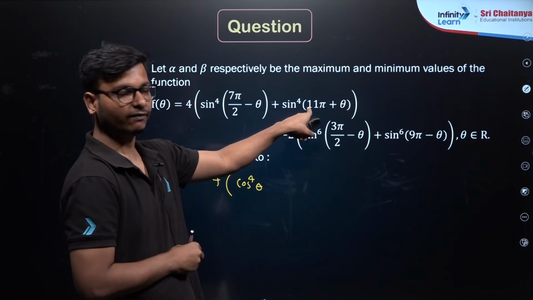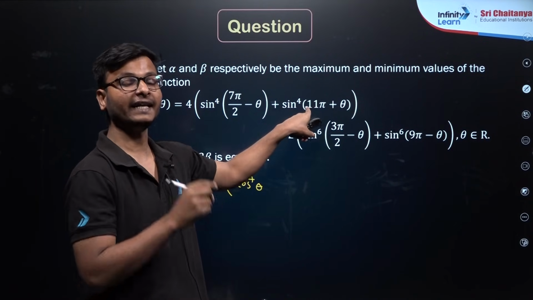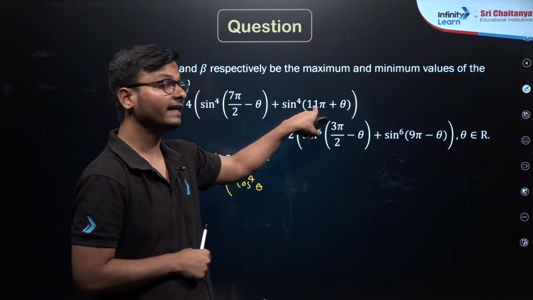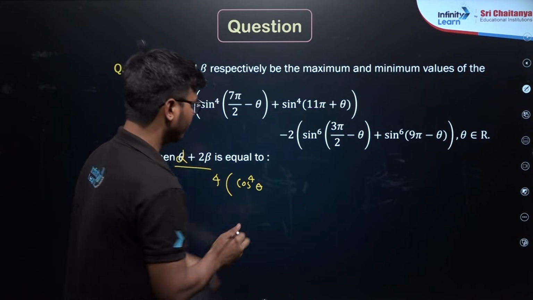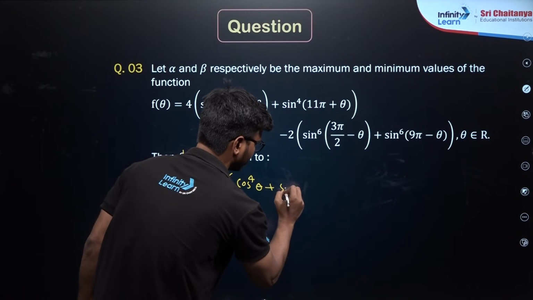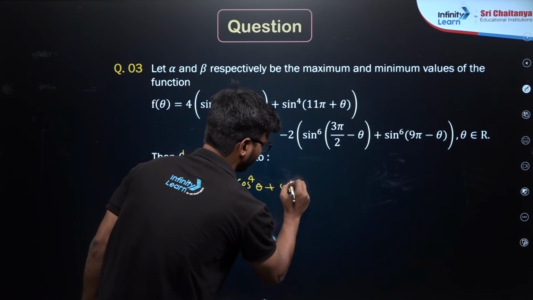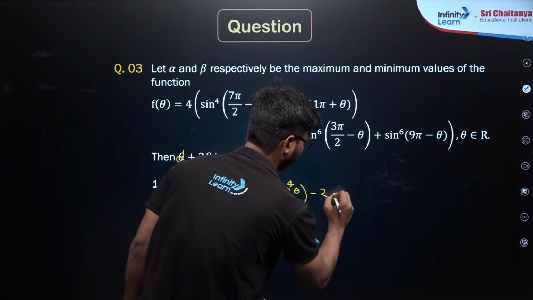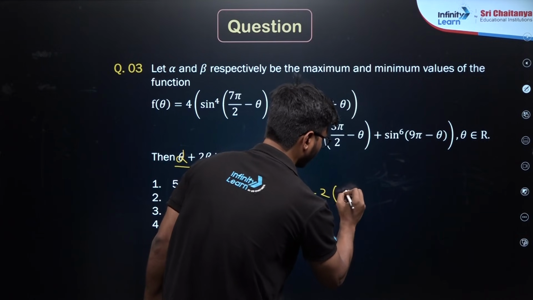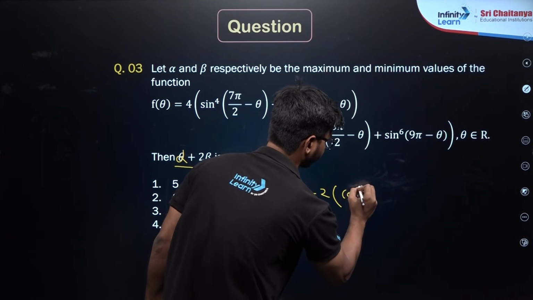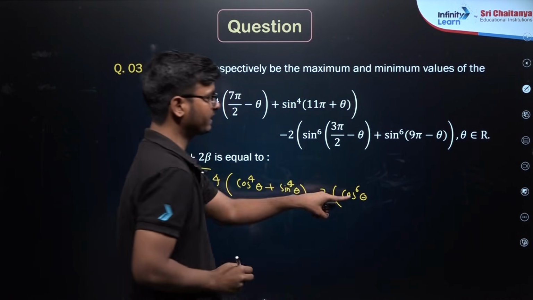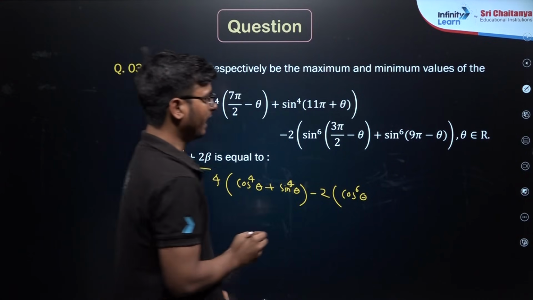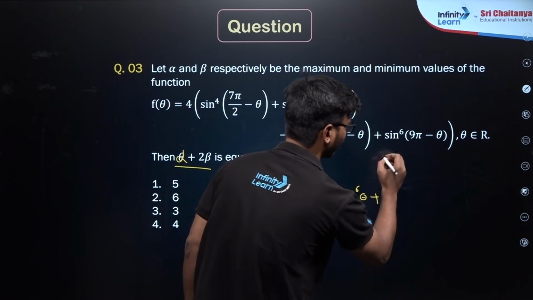Plus again, if you observe here, sine is not going to change to cos because we are having 11 pi. Okay, so here we are going to have sine to the power 4 theta. Similarly, here minus 2, we are going to have cos to the power 6 theta. Here it is going to change because we are having an odd multiple of pi by 2. And if you observe, here it is not going to change.